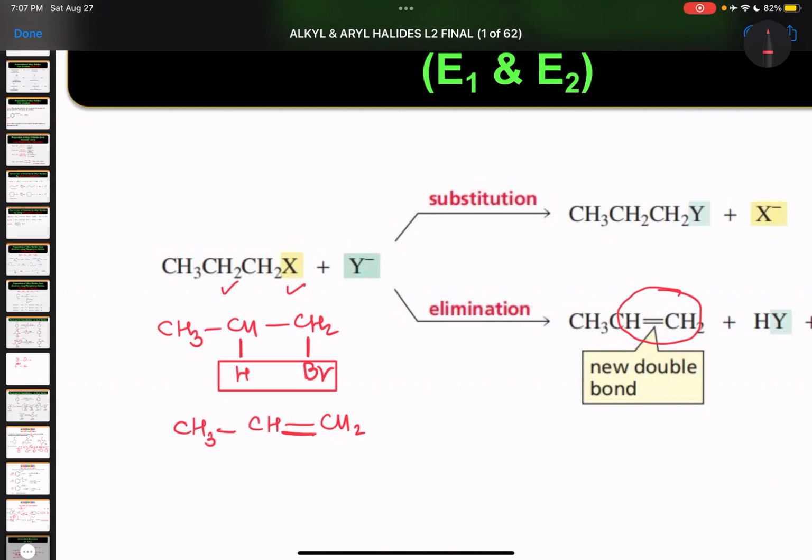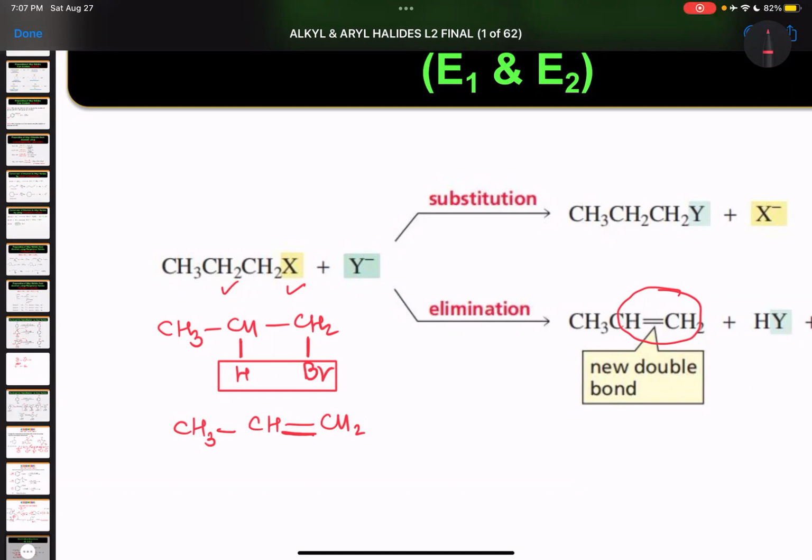So you have a double bond. So in elimination reaction, you have a double bond formation. Alkene, it is preparation of alkenes. Okay. Substitution, there is no double bond. One group goes out and another group comes in and takes its place. It is a replacement reaction.